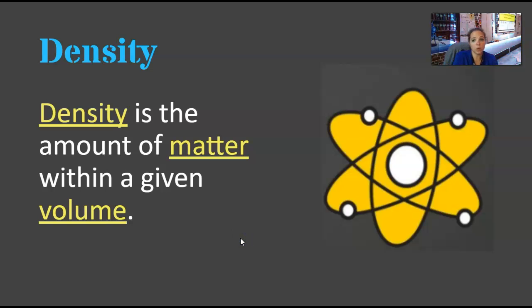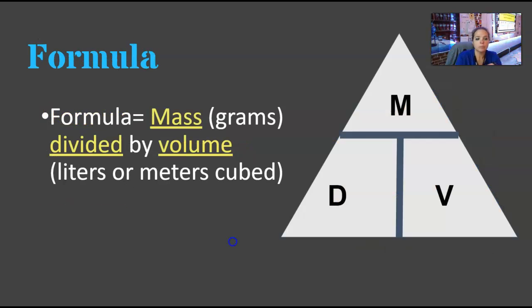All right, so now we're getting to the biggie thing, density. Density is the amount of matter within a given volume. So it's the amount of stuff there, right? And here's a huge hint to you guys. This was given to me. It's amazing. It will help you throughout all your sciences because, yes, densities and everything. So formula for this is mass, which is typically in grams, divided by volume, liters or meters cubed.